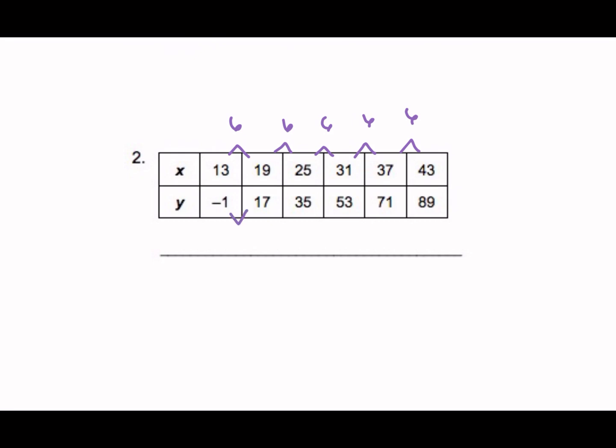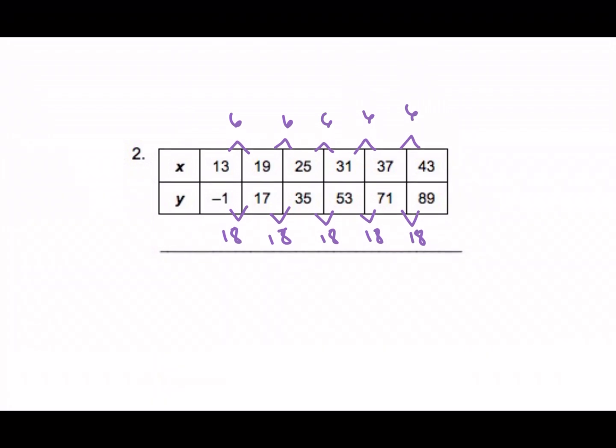So I'm going to subtract 17 minus -1, that gives me 18. 17 to 35, that also gives me 18. And notice that each time when I subtract, I'm getting the number 18. So this has constant first differences, which means we're done. This is a linear function.